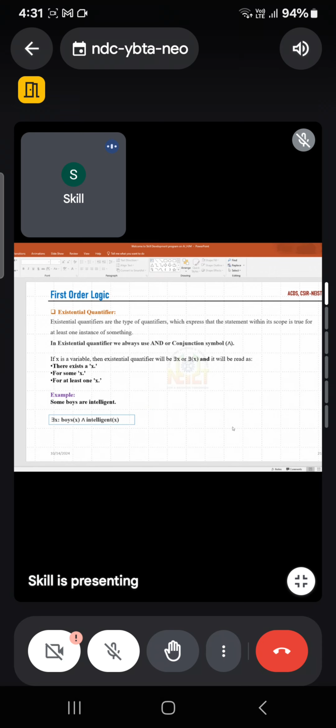And then your existential quantifier. Earlier the universal quantifier was explaining about the range. Now the existential quantifier is explaining about the scope, where the quantifier has influence within a logical expression. The universal quantifier was explaining about the specific set of elements being considered by the quantifier in that expression. And in the existential quantifier, we always use an and conjunction symbol like this.